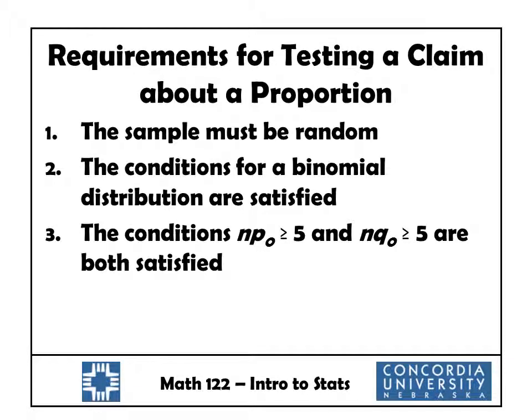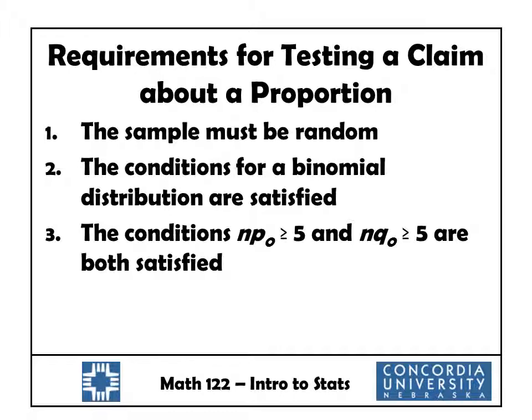Now, all of our different hypothesis tests had different requirements that had to be met. If these requirements were not met, then we do not get valid results. We're going to talk about requirements for a couple of those different types of claims. Here are the requirements for a claim about a proportion. First, the sample must be random. That's always a requirement. Second, the conditions for a binomial distribution are satisfied. There were 4 different conditions there, but the important one is the last one, that all of our outcomes fall into 2 different categories, success and failure.